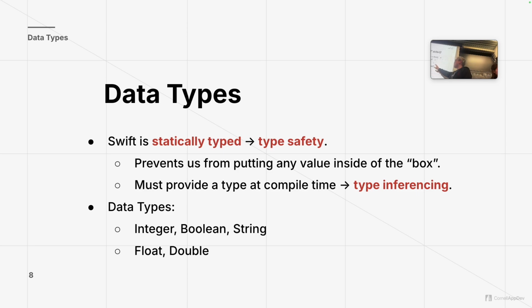Cool. And then to go over the data types, we have integers, booleans, strings, and then floats and doubles. The difference between these two is just how much storage each of them uses. They're a little bit different in their representation, but we don't need to worry about that.